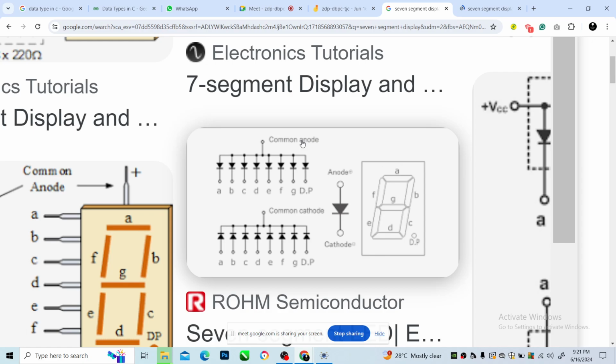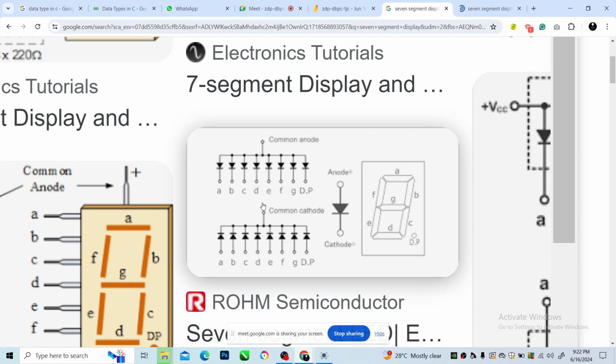So for you to turn on this A now, what did you have to put here? You have to put a negative here because it already has a positive. For this circuit to be complete, you need to put a negative here, which is 0. Is it clear now? But for common cathode, all the negatives are connected together.